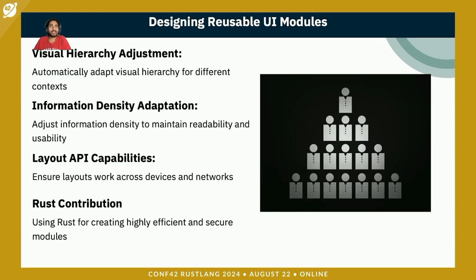Visual hierarchy adjustment. One of the challenges of responsive design is maintaining a clear visual hierarchy across different devices. What might be the primary focus on desktop might need to be de-emphasized on a mobile device, where screen real estate is limited. By adjusting the visual hierarchy dynamically, we can ensure that the most important information is always front and center, regardless of the device being used.